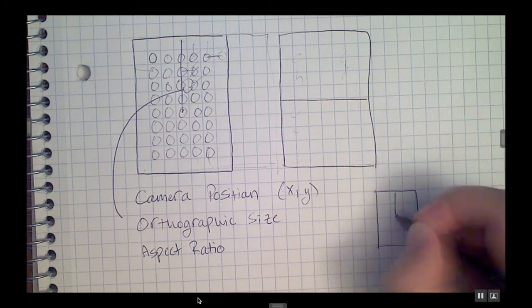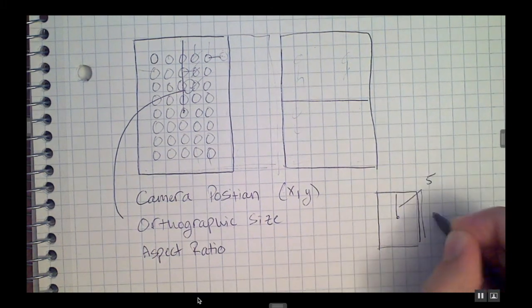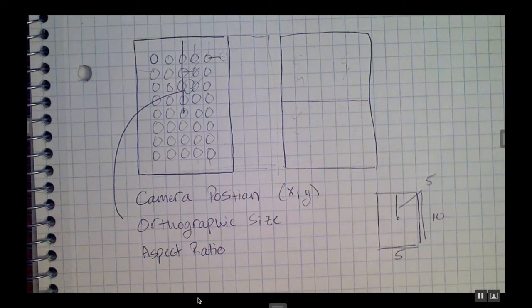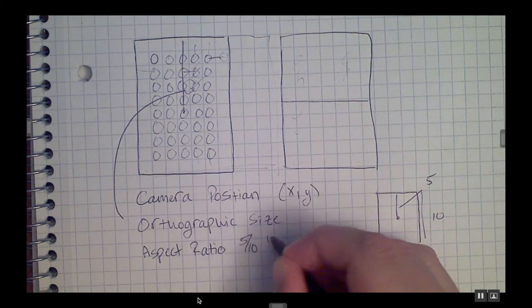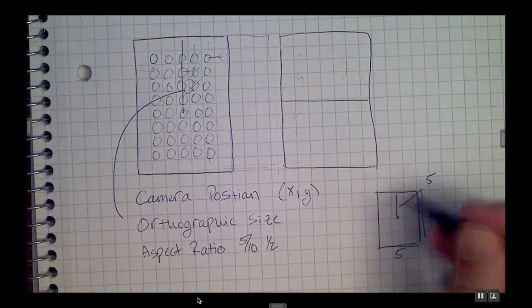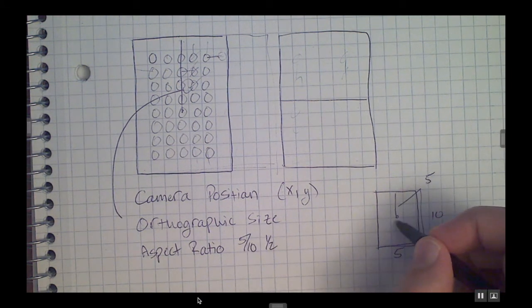so let's say that we have an orthographic size of 5. That means that our window in total is 10 units tall. If our window is 5 units wide, then our aspect ratio is 5/10 or 1/2. And how that results to your orthographic size is you're kind of creating a fraction that works the way you want it to.